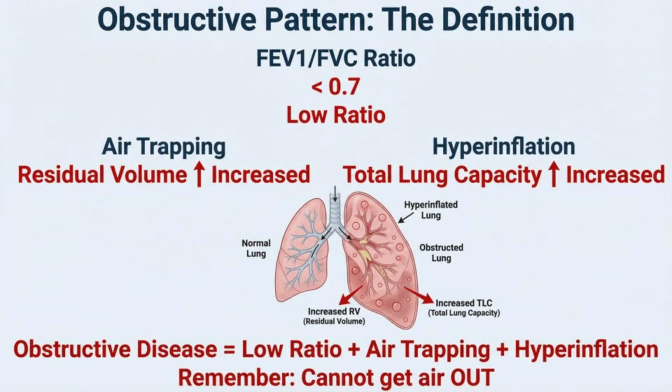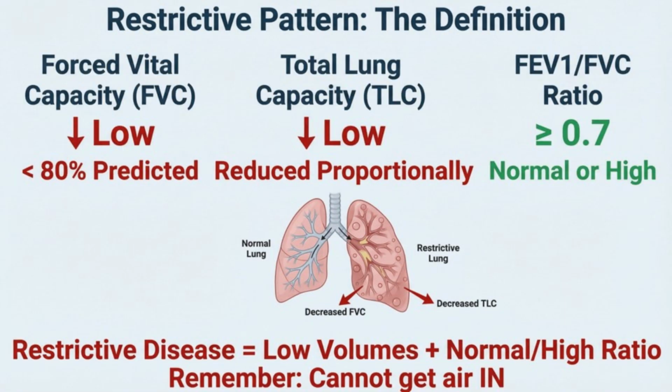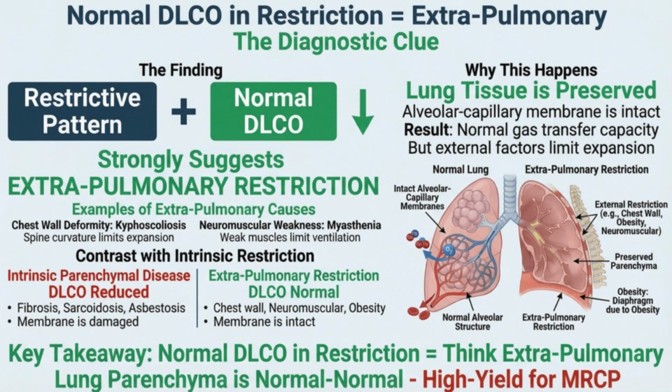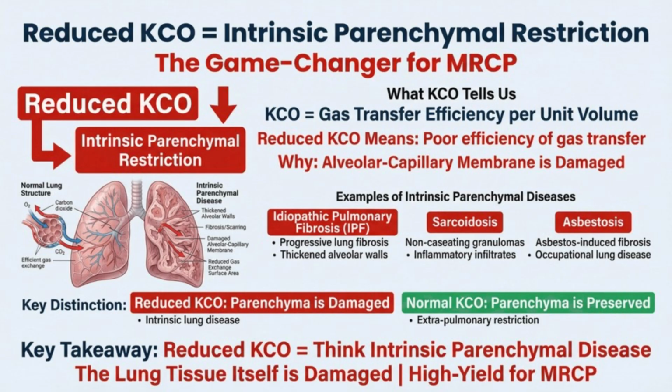Obstructive equals low ratio, less than 0.7, and air trapping with increased residual volume and increased total lung capacity. Restrictive equals low volumes, especially low FVC and low total lung capacity, with a normal or high ratio. Reduced DLCO in obstruction points to emphysema. Normal DLCO in restriction points to extrapulmonary restriction. Reduced KCO points to intrinsic parenchymal restriction. That is the full framework to answer almost any MRCP question on obstructive versus restrictive lung disease.